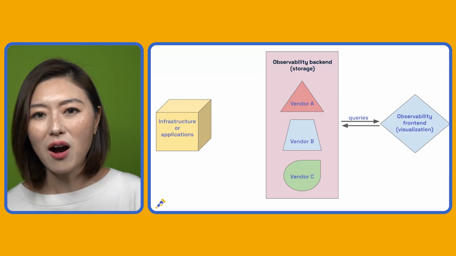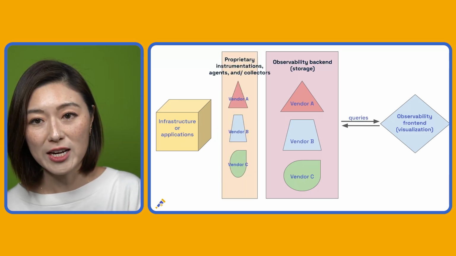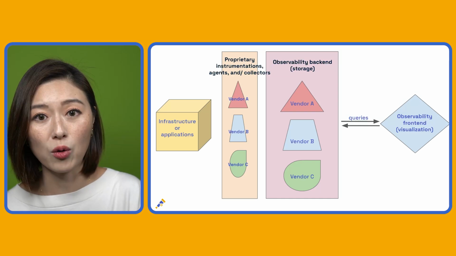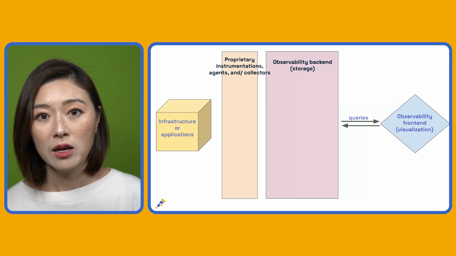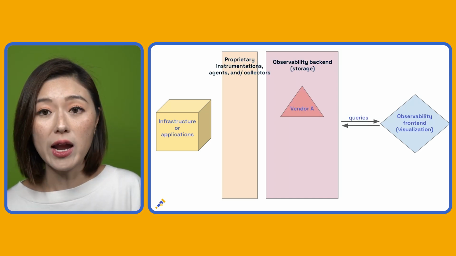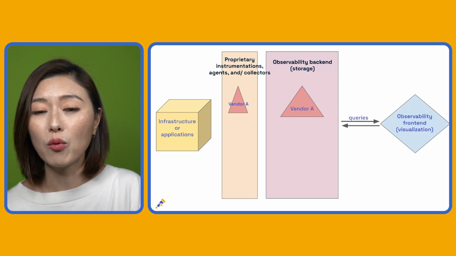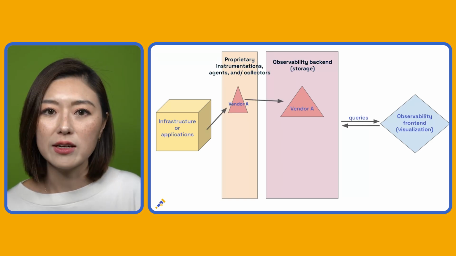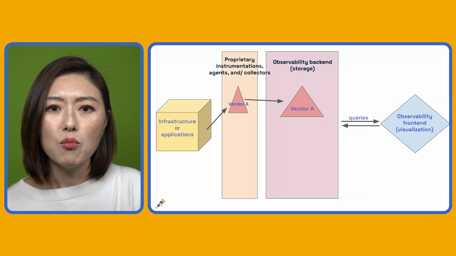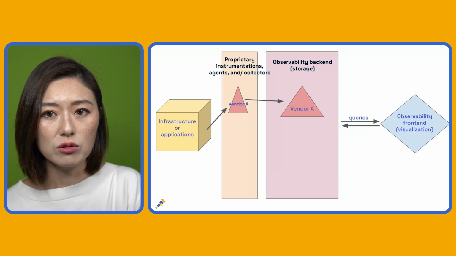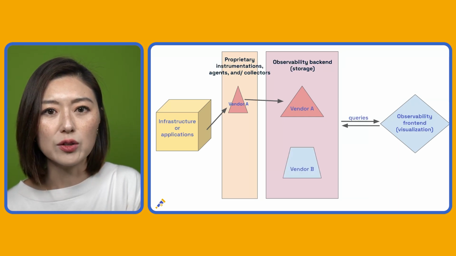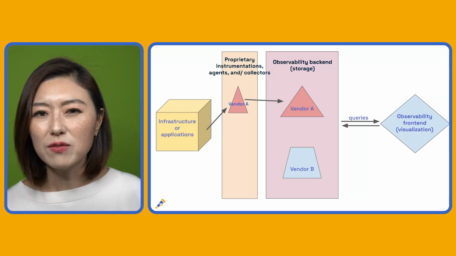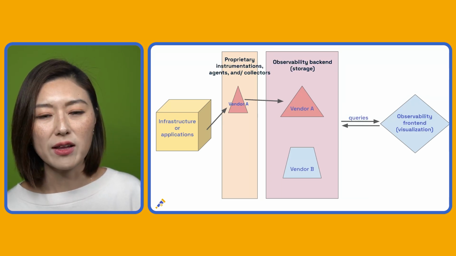Each vendor often has proprietary instrumentations, agents, and/or collectors. Now, let's say you picked vendor A. You're using their proprietary instrumentations, agents, or collectors, and sending the data to its backend. But your needs change down the road. You want to switch your backend to vendor B. But switching vendors is not as simple as you might think.